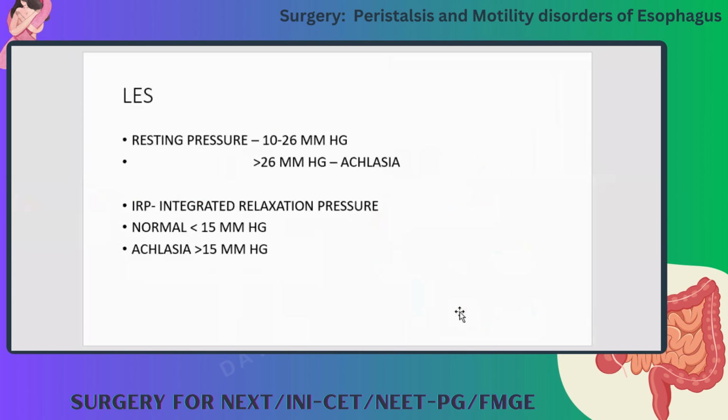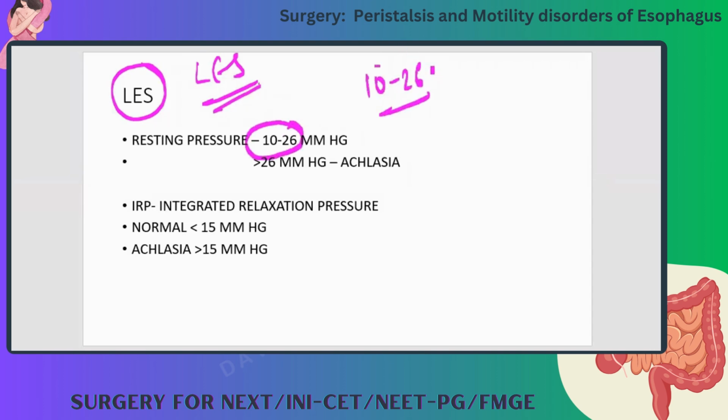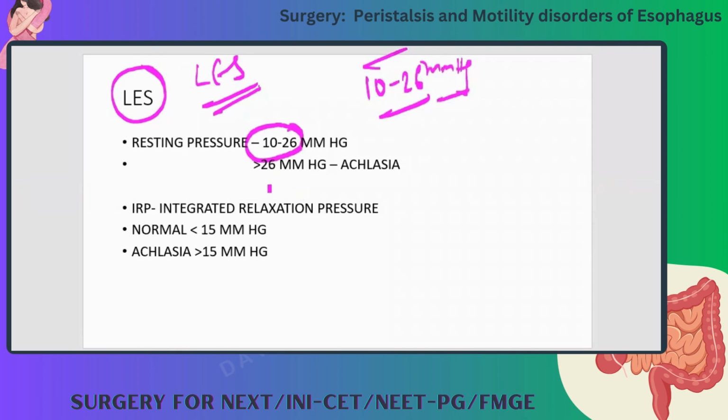So now we'll move on to the lower esophageal sphincter pressures. Till now we have discussed the peristalsis and pressures in the esophagus. The resting pressure is 10 to 26 millimeters of mercury. If it is more than 26 millimeters, then it is failing to relax.